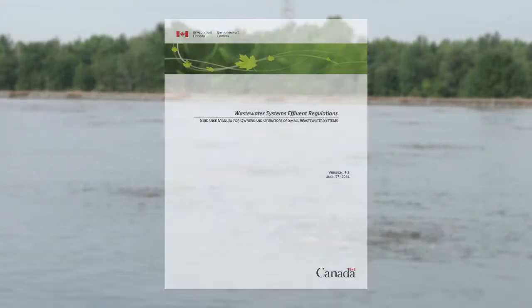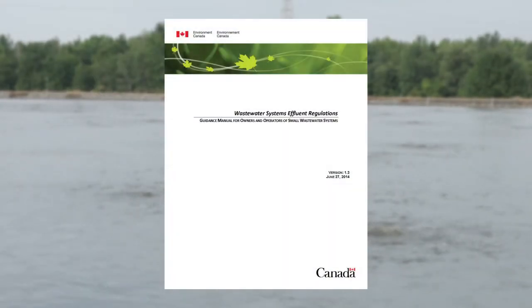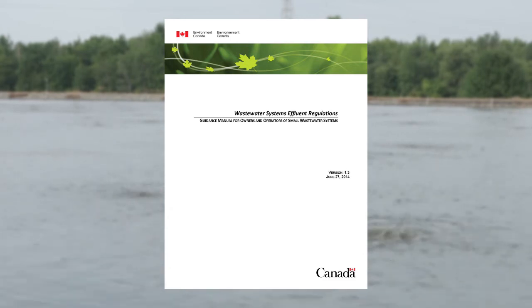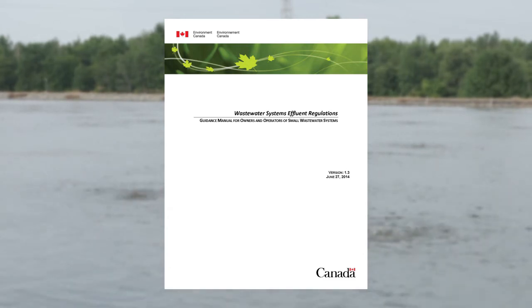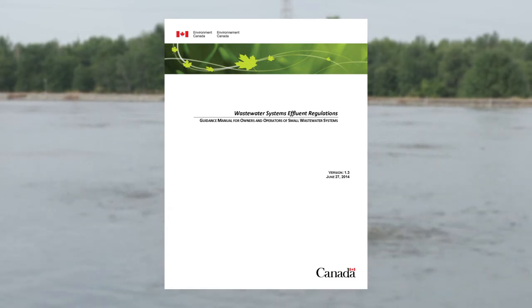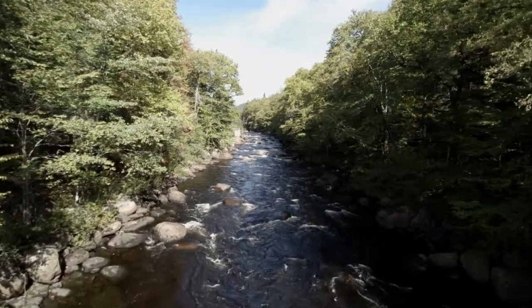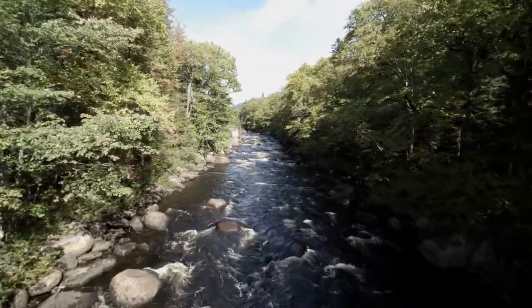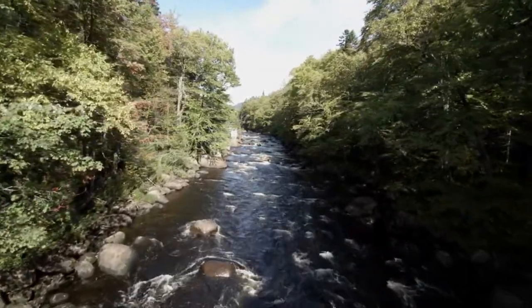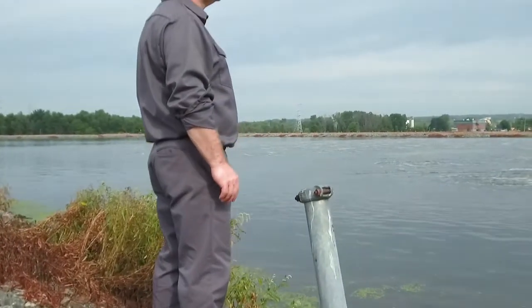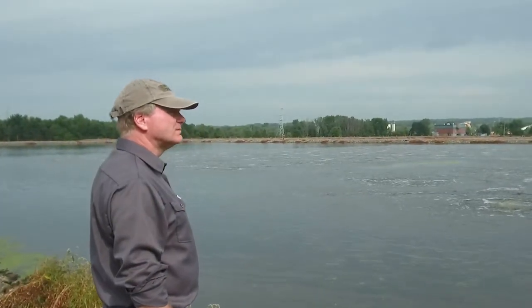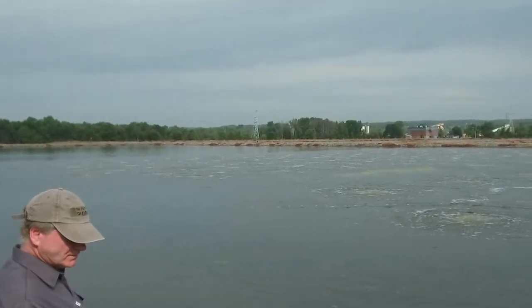A guidance manual for owners and operators of small wastewater systems, which describes the regulations in plain language, is available on request to help you determine the specific monitoring and collection requirements for your system. Links to the regulations and additional information on monitoring and reporting are available in the video description, as well as contact information for the Wastewater Office at Environment and Climate Change Canada, should you have any questions about monitoring your system.